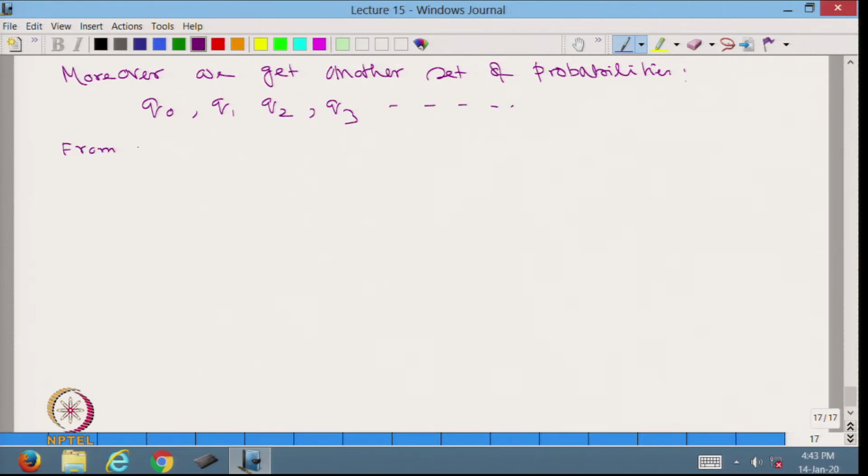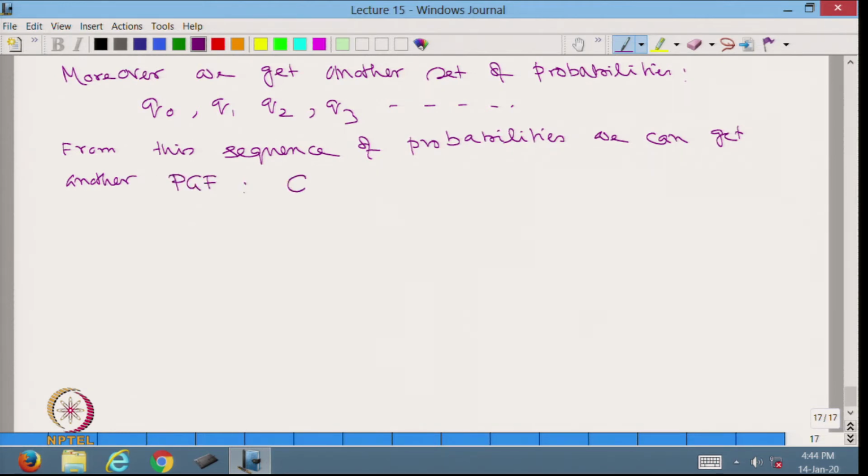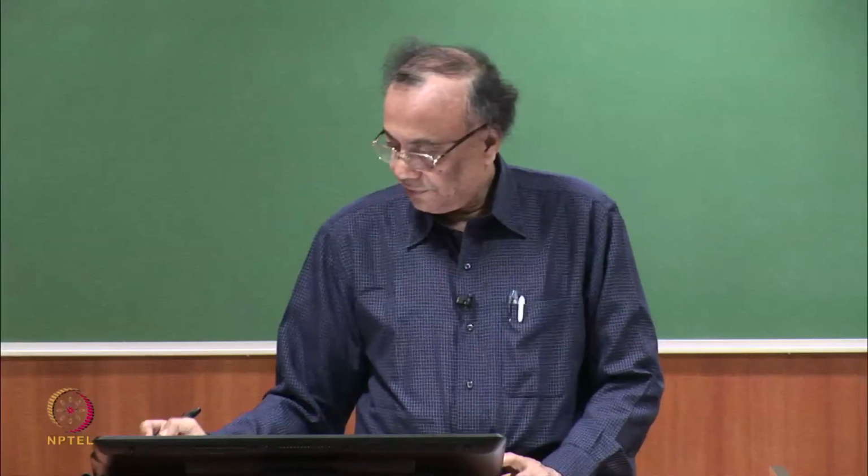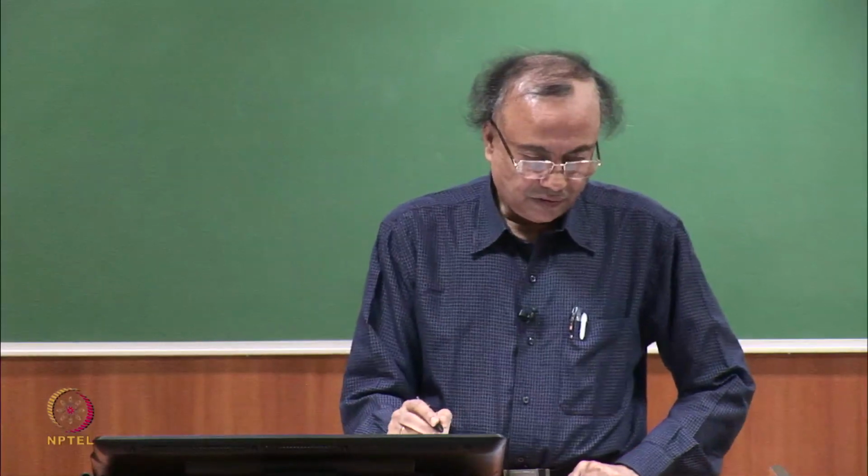From this sequence of probabilities, we can get another probability generating function, namely Q s is equal to sigma q i s to the power i, i is equal to 0 to infinity. Question is, how are P s and Q s related? That is a very interesting question, and we solve it as follows.